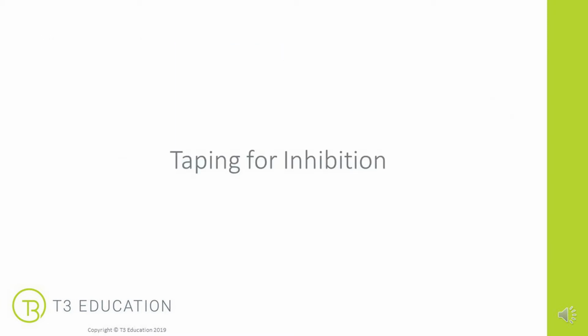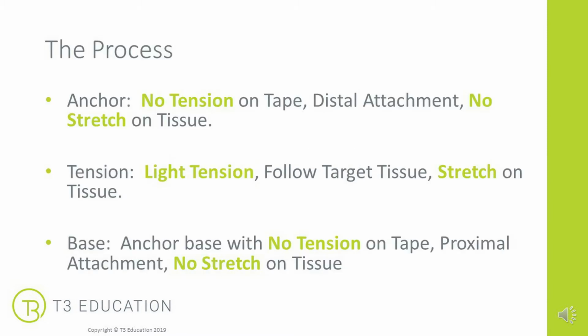So let's deep dive into how we tape for inhibition. First of all, the anchor. Where do we start? As we said, we want that recoil to be distal, away. So we anchor the tape with no tension on the tape, no stretch on the distal attachment. We don't stretch the tissue, we just rub the tape down and make sure that it sticks well.